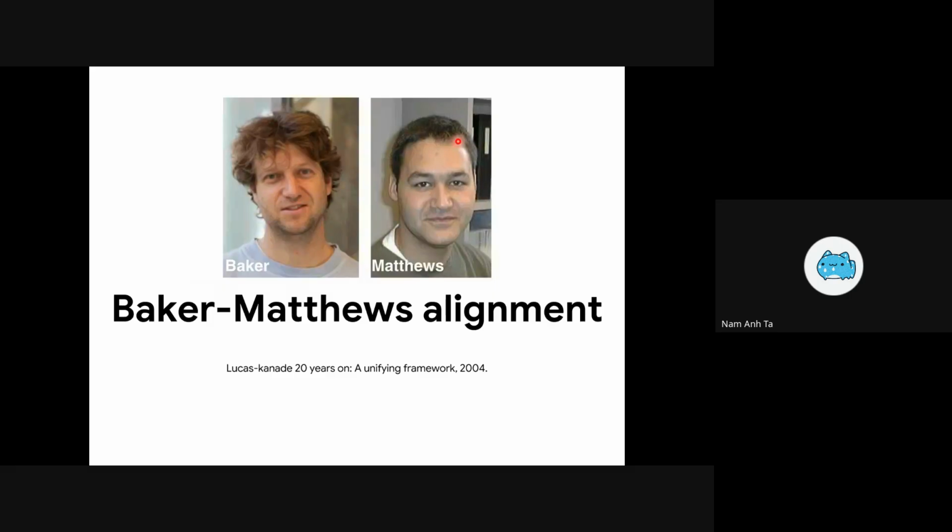So is there any other way to speed up this process even further? Yes, of course. This is the inverse alignment, which was introduced by Baker and Matthews, and it is also called the Baker-Matthews alignment.